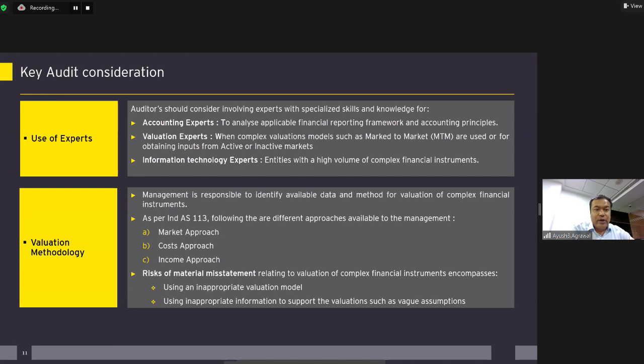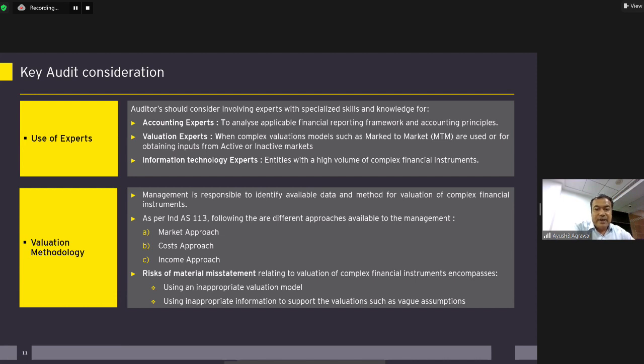Any derivative is required to be fair valued. Now, how is the fair value of that derivative determined? Hence, the auditor should take help of valuation experts to understand the underlying valuation of the respective financial instruments.